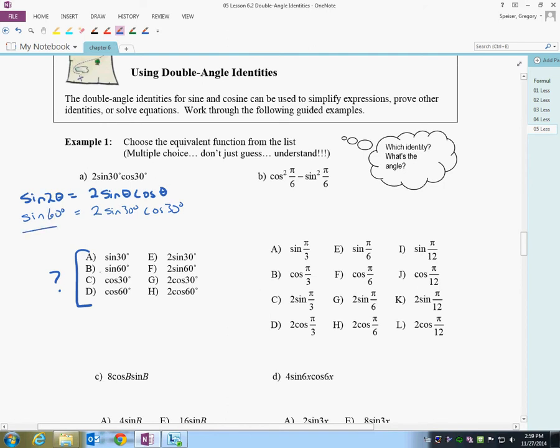And my answer then would be the sine of 60 degrees, b. Okay, let's try part b over here. Cos squared pi over 6 minus sine squared pi over 6. So we're looking for cos squared of an angle minus sine squared of that angle. We're looking for cos squared theta minus sine squared theta.